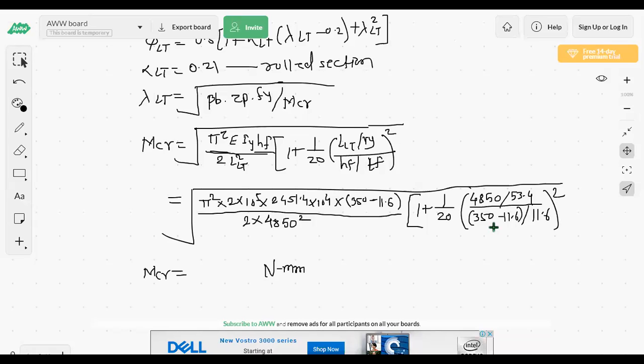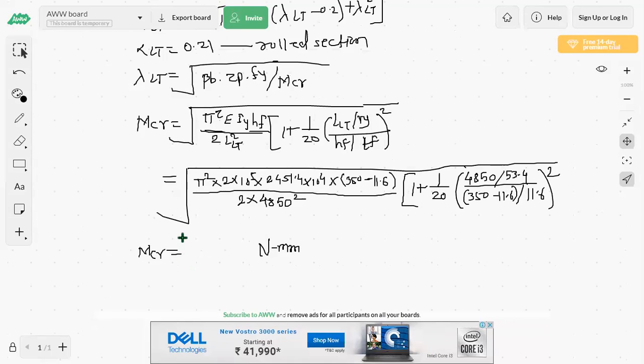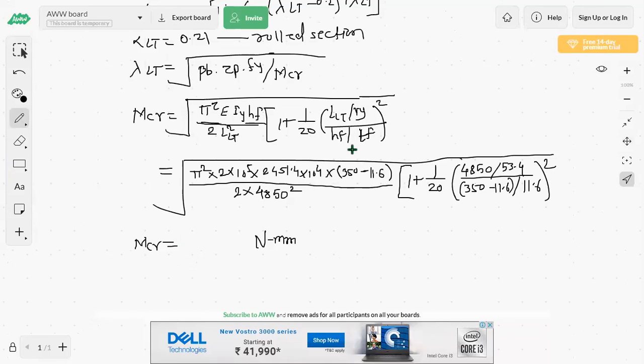Oh, Swapnil, 516.75 into 10 raised to 6. Okay, Vaishnavi and Amol, your answers are matching, but the other, please do the calculations again properly. They have given two answers. Swapnil, is this 22.73 correct? You have done it again.